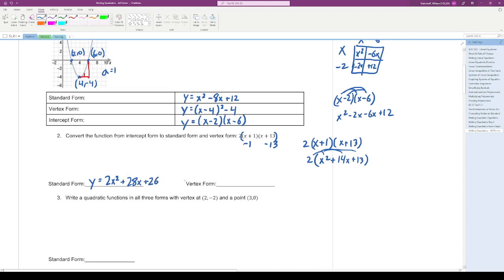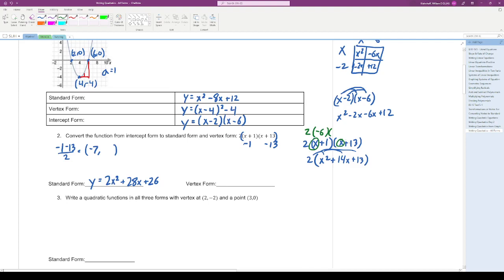Then for our vertex form, we're going to need to find the coordinates of our vertex. We know the x part is halfway between -1 and -13. So we're going to average: -1 plus -13 over 2 is going to give us -7, comma something. Then we're going to plug that -7 into one of our two forms to find the y coordinate. I'm going to plug it in here because I think it's easier to plug into intercept form. I don't have to worry about squaring anything. So if I plug in my -7 here, we get 2 times -7 plus 1 is -6.